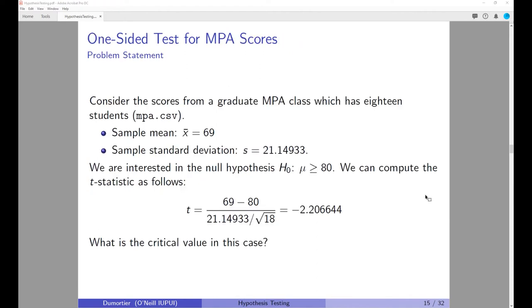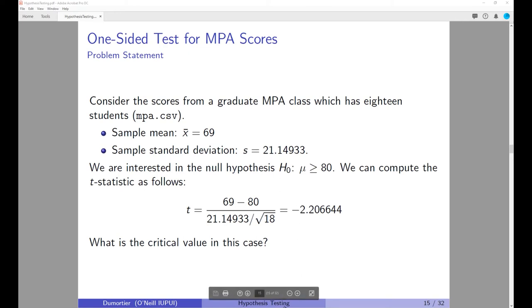Now, let us consider a one-sided test. Consider the scores from a graduate MPA class, which has 18 students. Note that you can find the data in the file mpa.csv. You will see that the sample mean is 69%, or 69 points, and the sample standard deviation is 21.15. Note that the sample standard deviation is very large. Now, suppose that you are interested in a null hypothesis that the mean score is actually 80% or more. Note that the greater-than-or-equal sign here represents a one-sided hypothesis.